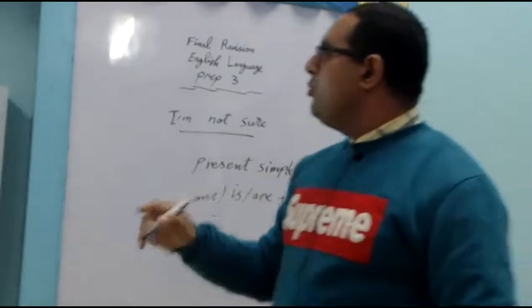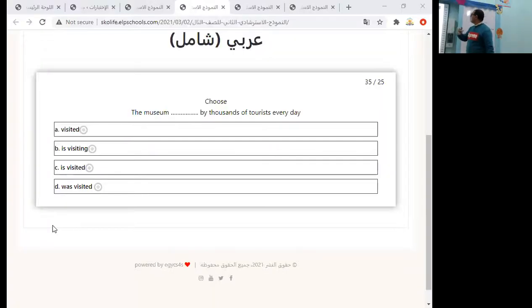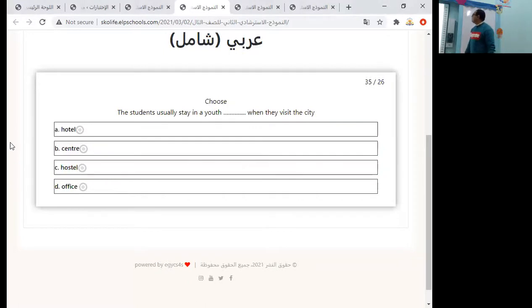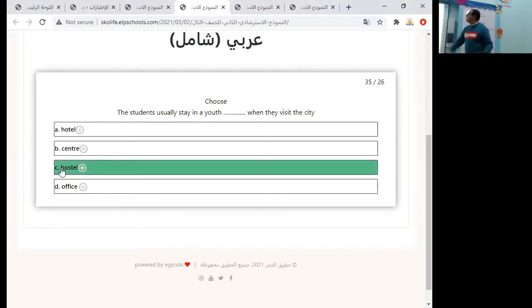Okay, so when I try to answer this question, I should start with the object. So the object here is the museum. The answer is visited, number C. Okay, the students usually stay in a youth ___ when they visit the city. You studied the vocab before that the word youth takes another word that is hostel, number C. It's a place for young people to stay in when they visit another place. So the answer here is hostel.